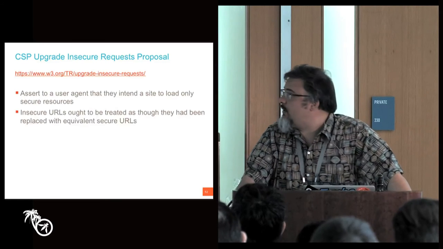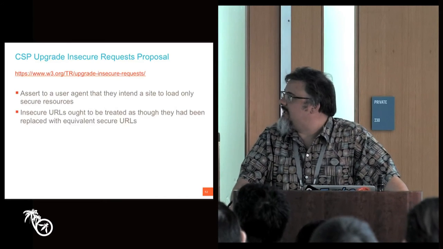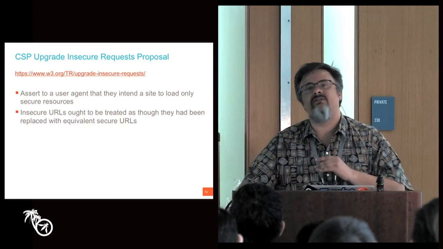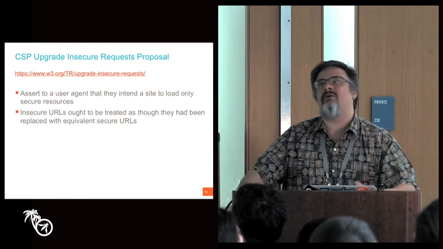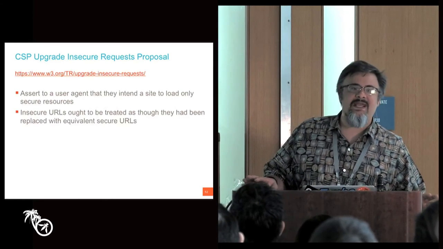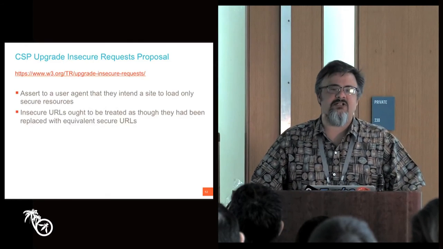So we have this proposal from Mike West to allow the New York Times to deliver this CSP policy and, without rewriting 50,000 pages or more, force the whole site to use HTTPS at the client level.